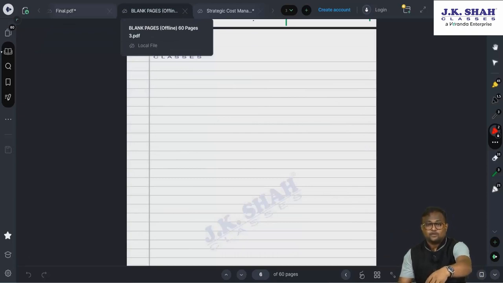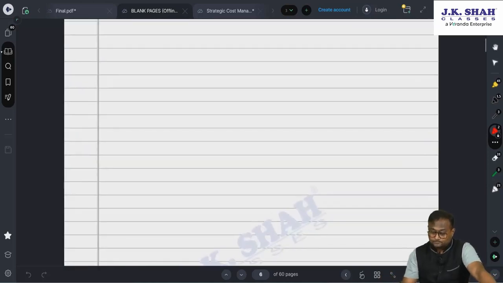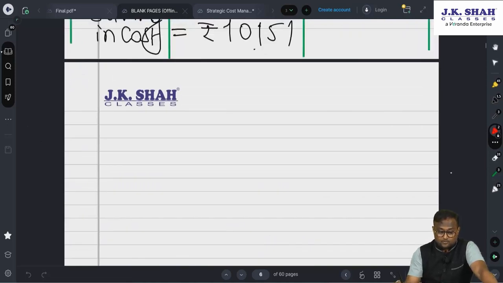Guys, we need to first find out time required, because unless we know time required, we can't find out labor costs, and unless we find out labor costs, we'll not be able to find out overheads, and even total cost will not be calculated. So we are going for number of hours required.